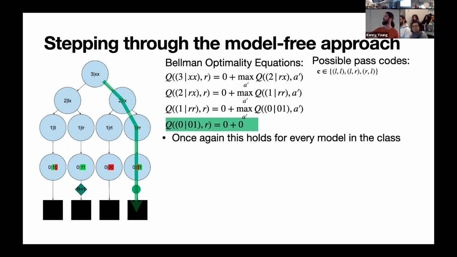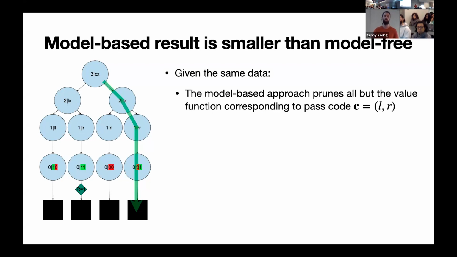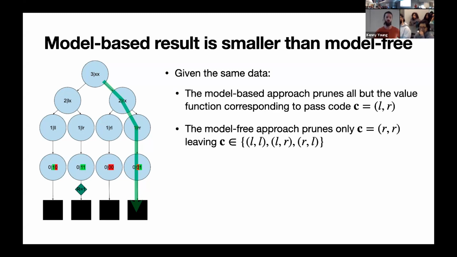Because the action value in the last step of anything besides 0, 1, 1 is going to be 0. So for every model in the class, that will hold. Okay. So overall, the model-based result here is smaller than the model-free result. In particular, given the same data, the model-based result managed to prune all but the value function corresponding to this one passcode LR. And the model-free result only managed to prune this one passcode RR, leaving a set of 3 possible passcodes.